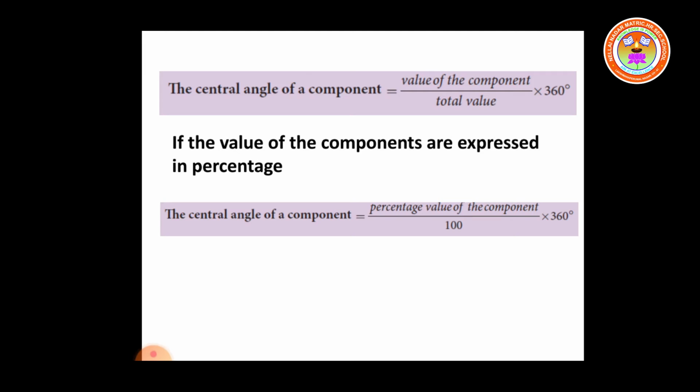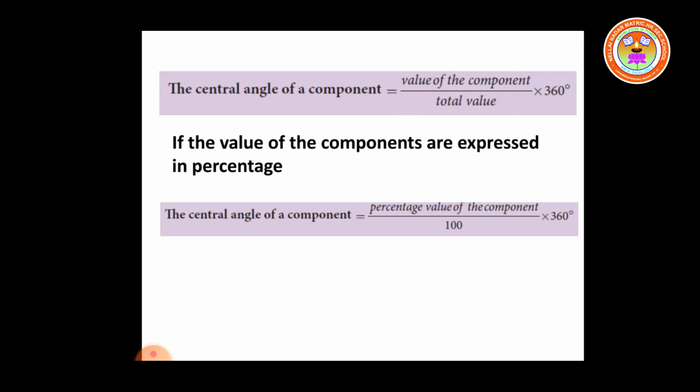Next one, in pie chart, the central angle of a component will be calculated by using this formula: value of the component divided by total value into 360 degree. If the value of the components are expressed in percentage, then the central angle of the component is equal to percentage value of the component divided by 100 into 360 degree. Both the formulas are the same only.